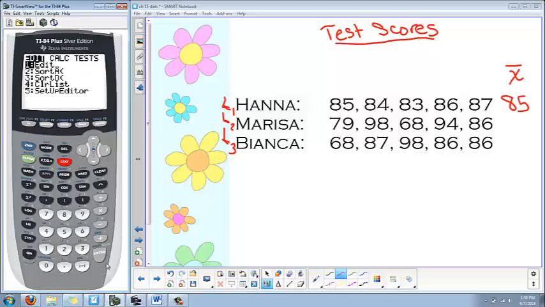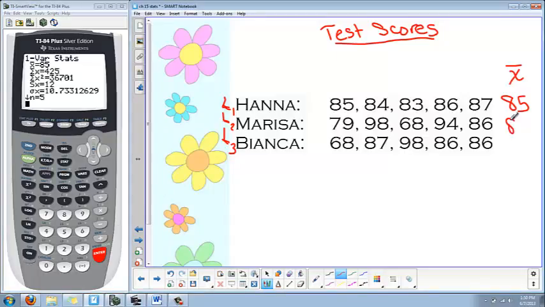Let's go back to stat, into our list, and let's list all of Marissa's scores this time. So 79, 98, 68, 94, and 86. So we're going to see what her average is by calculating 1 variable stats, but this time we're going to say, hey, my information's in list 2, because we're looking at Marissa. And her average is an 85 too, which is pretty good.